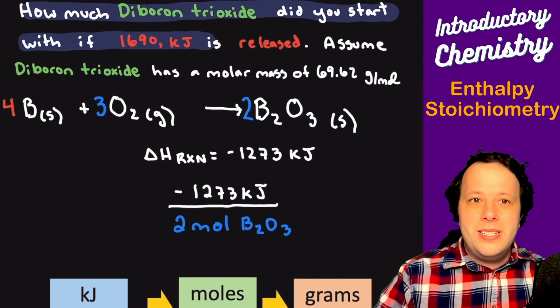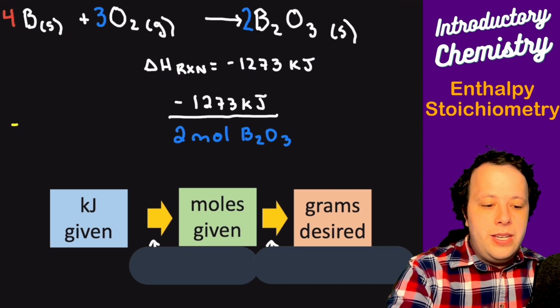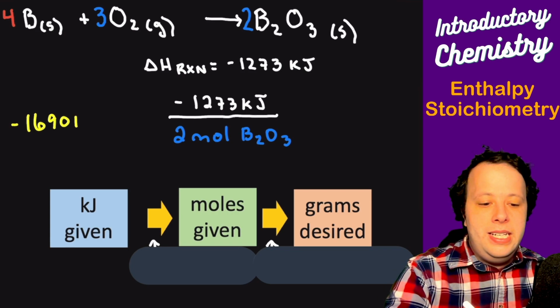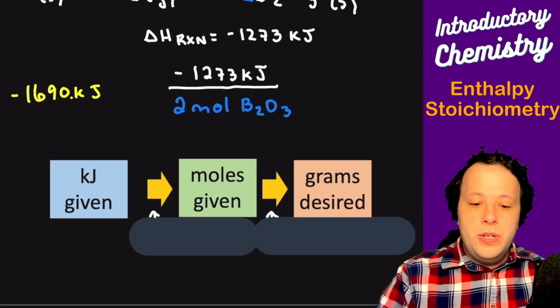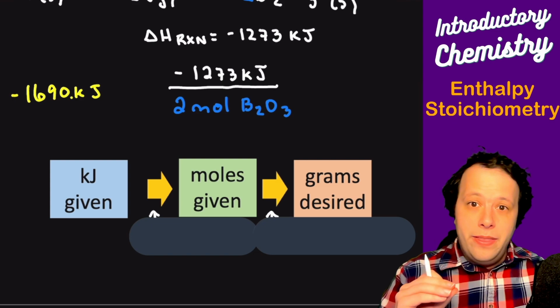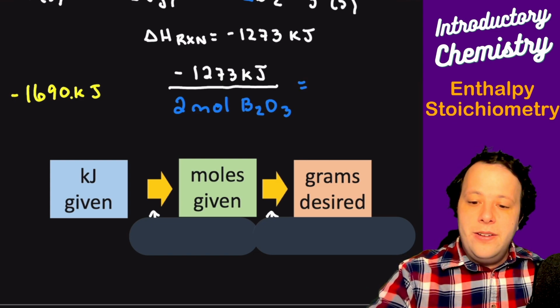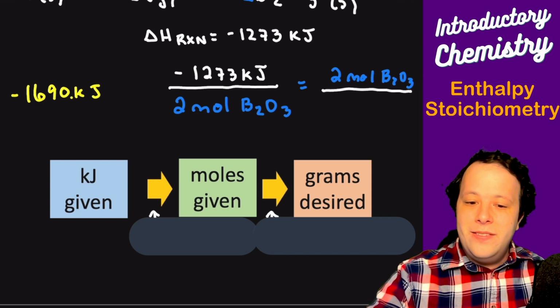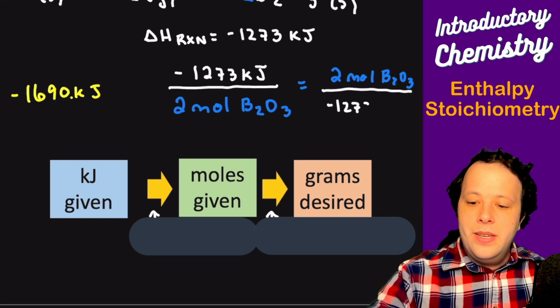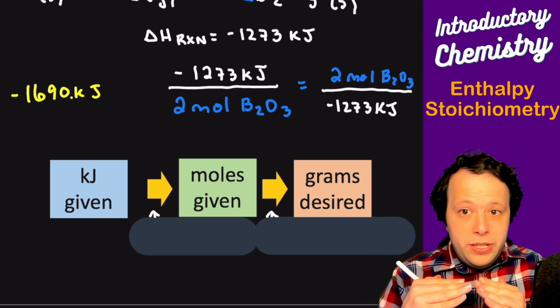So when it comes to solving it, we were given another value as well, which was negative 1690 kilojoules of energy that was released. So that is a given term, right? You want to start with that because it's by itself, it's not a fraction. Versus the other value that we have, which is 2 moles of B2O3 is equivalent to that 1273 kilojoules. This term can be flipped one way or another. So you don't know which one to start with.